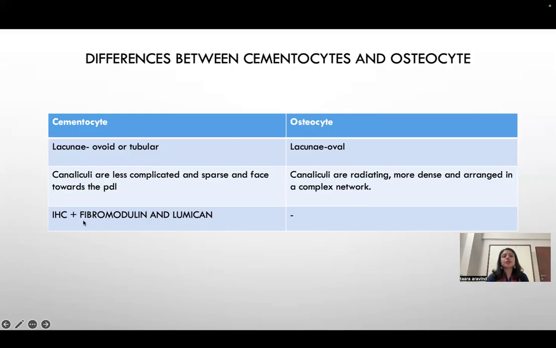Then immunohistochemistry: cementocytes are positive for fibromodulin and lumican, and osteocytes are negative.